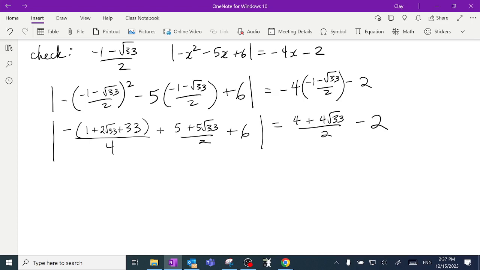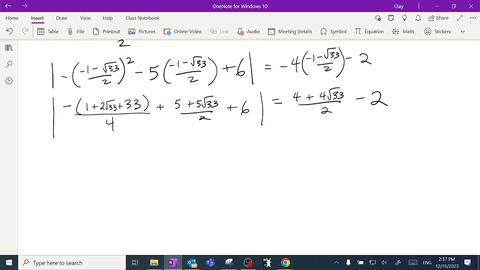So I think the smart thing to do here might be to find a common denominator while I simplify. So 4, 2, and 1 have a common denominator of 4. So this one's already got a denominator of 4. All I got to do is distribute this negative through this bracket. So negative 1 minus 2 root 33 minus 33. How do I get this to the common denominator of 4? I'd have to times top and bottom by 2. So plus 10 plus 10 root 33. And this would become 4 for a denominator if I times top and bottom by 4. So there we go. This side's now over 4.